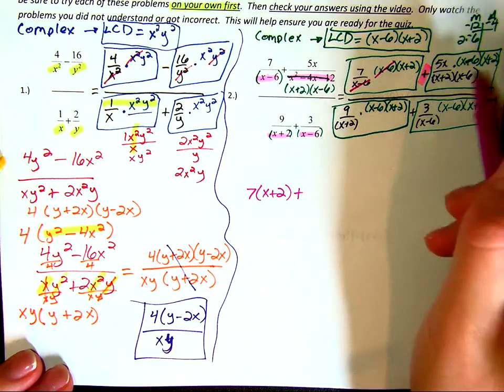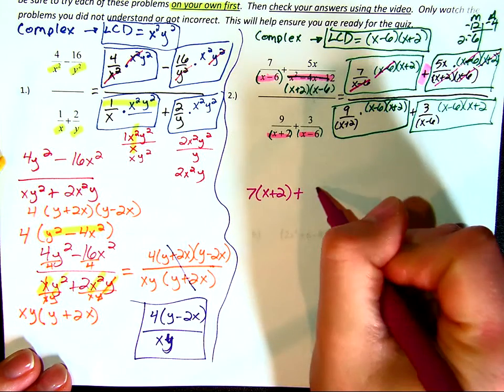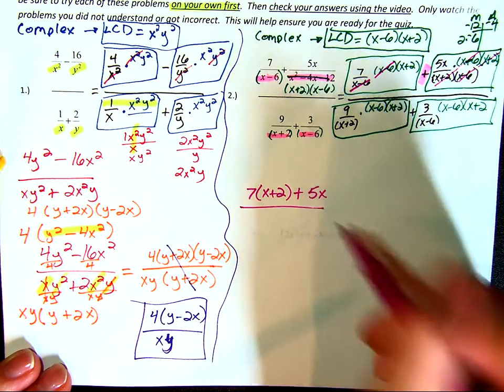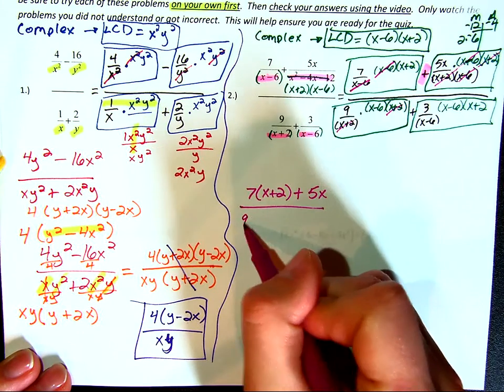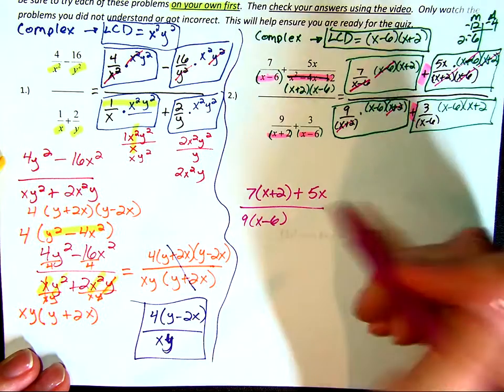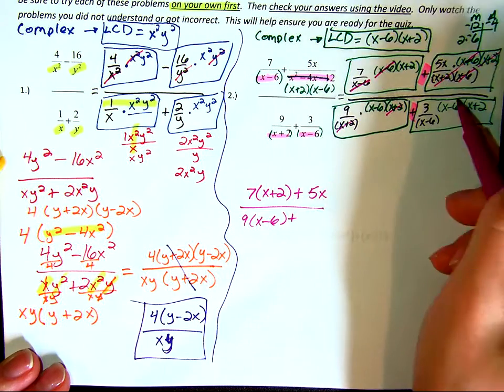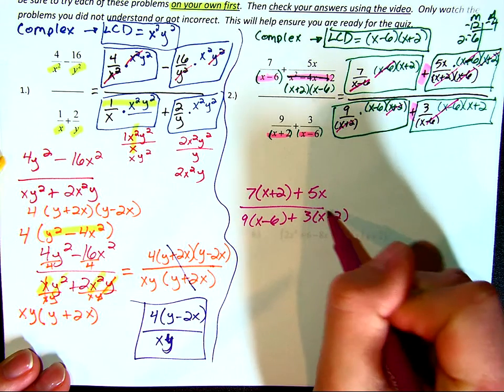So here we can cancel out the x plus 2, the x minus 6, leaving us with just plus 5x. On the bottom, we can cancel out our x plus 2, leaving us with 9x minus 6. Remember to bring down your addition sign in the middle. The x minus 6's cancel, leaving us with 3x plus 2.